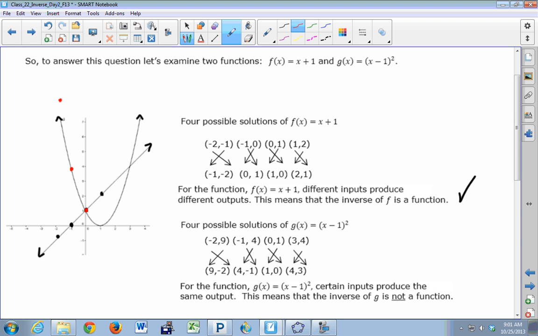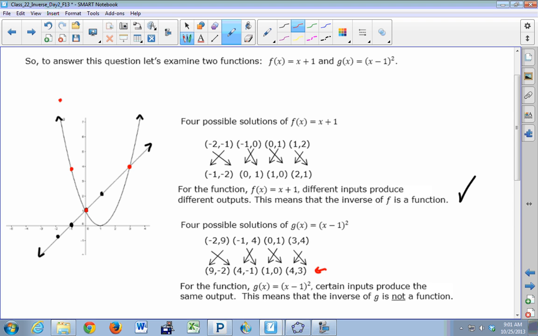4, take away 1 is 3. Oh, it's 4, 9. Did I really do this? No, 4, 3. All right. For some reason, it's not showing right on this graph. Oh, thank you, 3, 4. I'm already thinking of the inverse function. I'm looking down here. Okay. So there are 4 solutions.